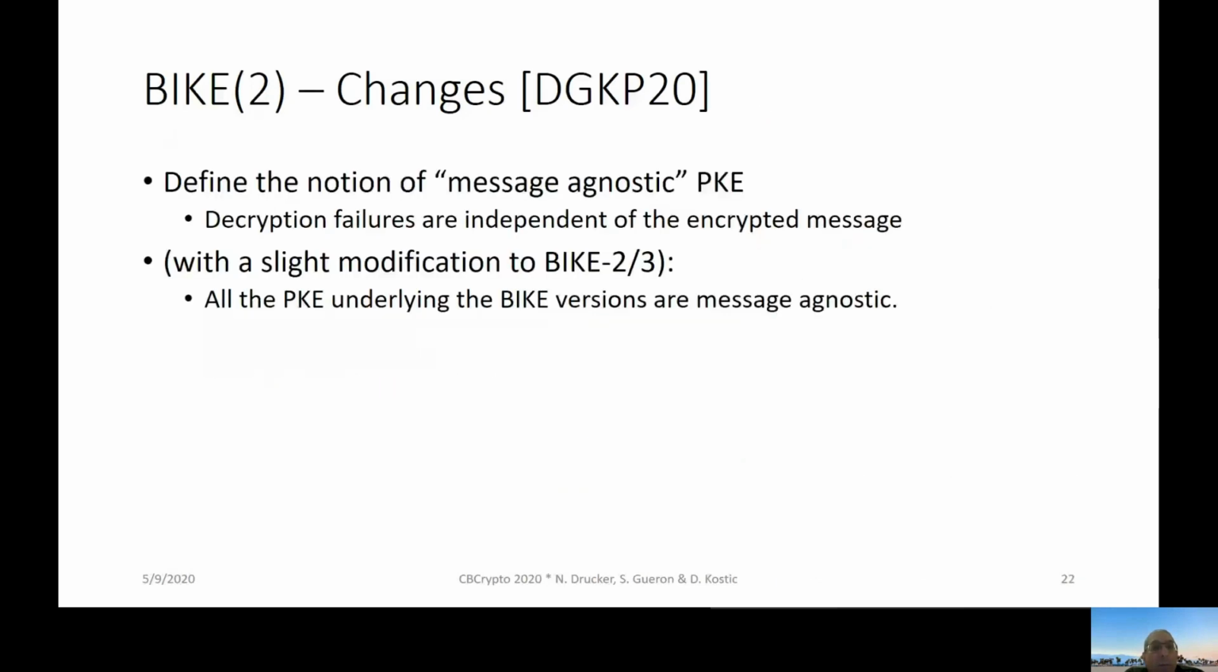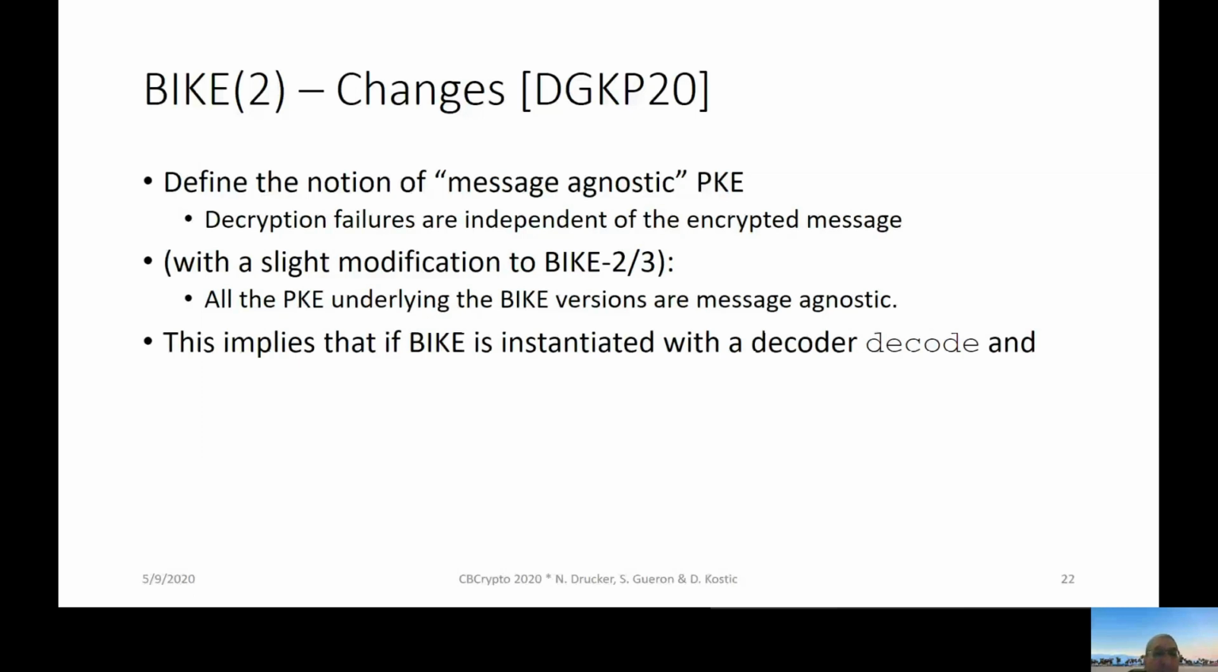So how does the proof go? It goes through a notion that we call a message-agnostic PKE, where the decryption failures are independent of the encrypted message. With this slight modification for BIKE 2 and also for BIKE 3 (for BIKE 1 no modification was needed), we can show that all the underlying PKEs for the BIKE versions are message agnostic.